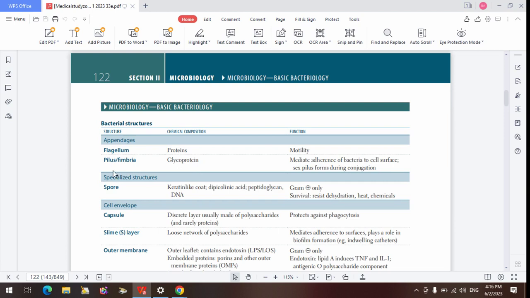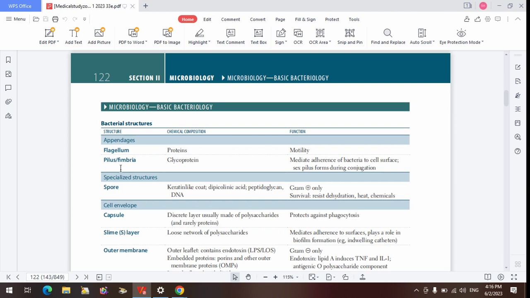So what's the function of the pilus? The function of the pilus is quite different from the fimbriae. The pilus is essential for conjugation. Conjugation is one major event in bacterial genetics that allows for transfer of genetic material. We are going to shed more light on that as we go down in this discussion.